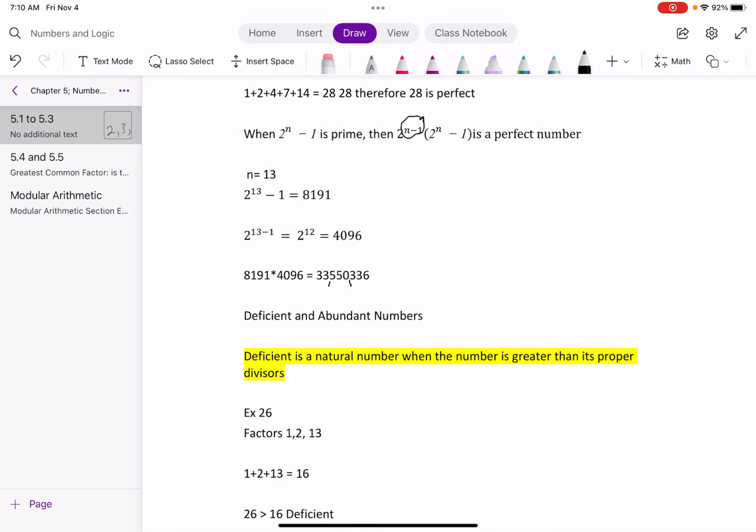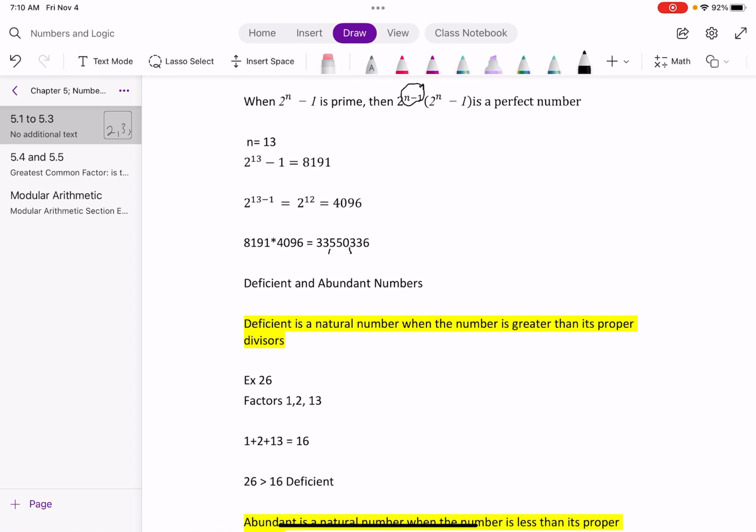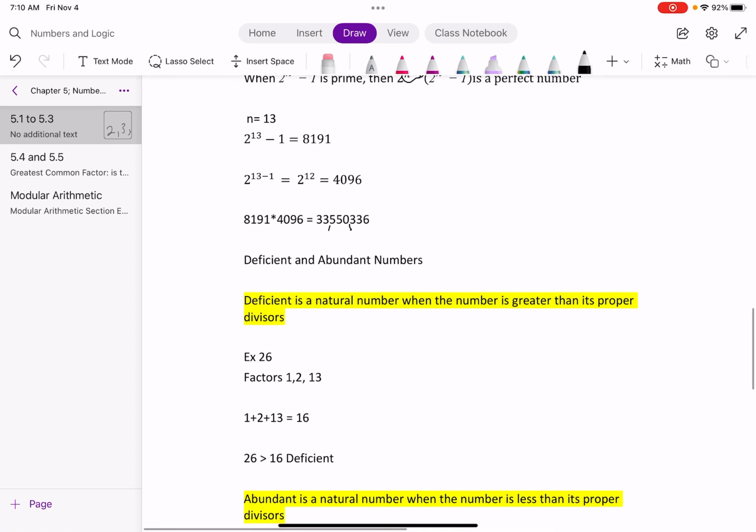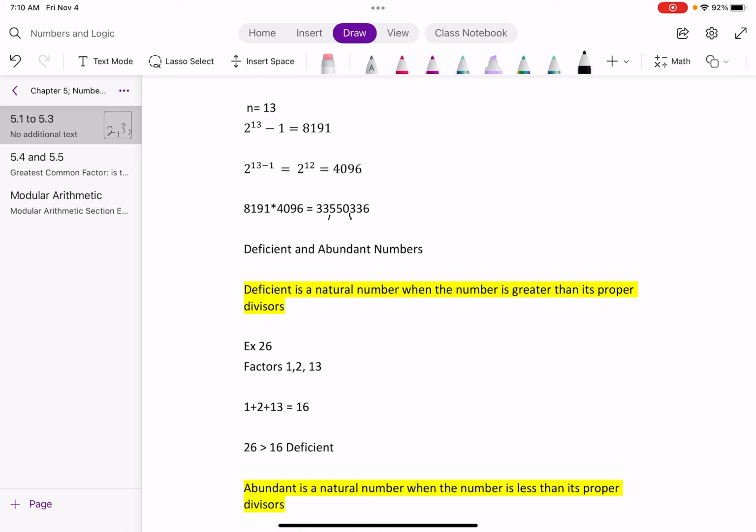So deficient and abundant numbers. Deficient is a natural number where the number is greater than the sum of its proper divisors. An abundant number is a natural number that is less than the sum of its proper divisors. For example, 26, I list out its factors, 1, 2, and 13. 1 plus 2 plus 13 is 16. 16 is less than 26, so this is considered a deficient number.